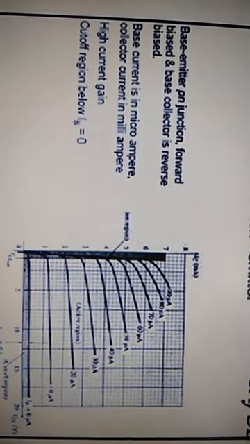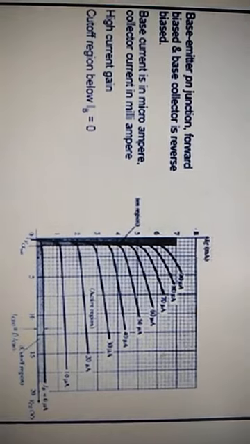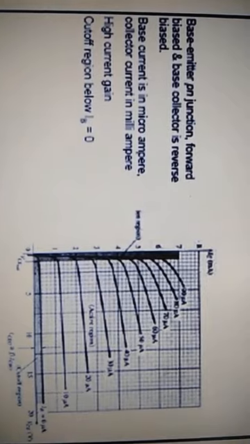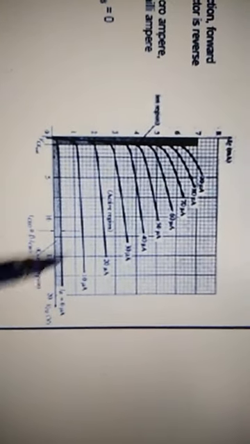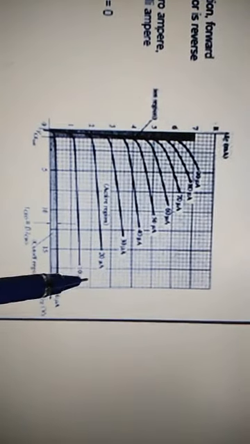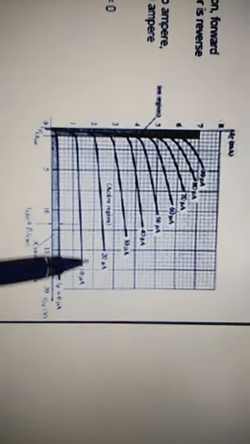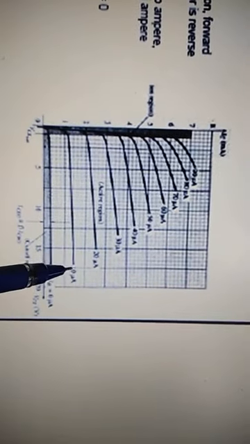This is the common emitter output characteristics. Again, the base to emitter junction is forward biased and the base collector is reverse biased. Base current is in microampere and collector current is in milliampere. This is the collector current in milliampere, and this is collector to emitter voltage VCE, the output voltage, and this is the output current, while the base current is fixed. These are the various characteristics for different base currents.